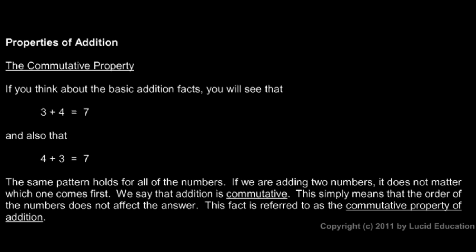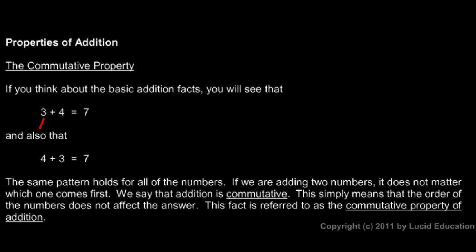Now we will look at some basic properties of addition. And the first property we talk about is called the commutative property. If you think about the basic addition facts, you should know that 3 plus 4 equals 7. And you should also know that 4 plus 3 equals 7.